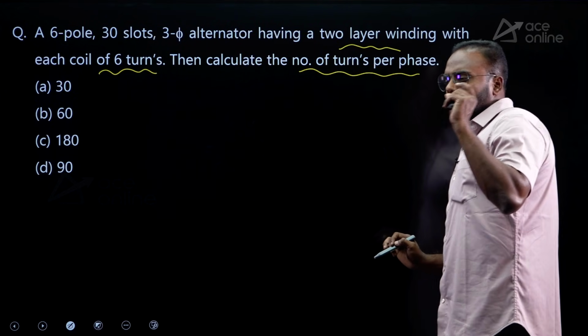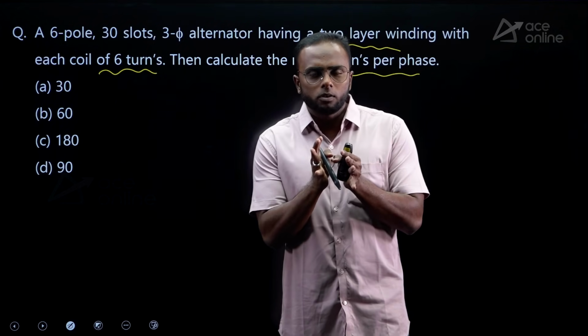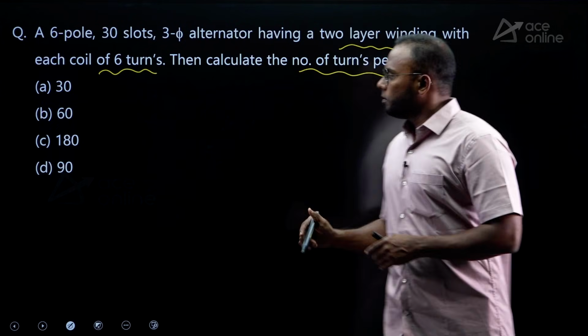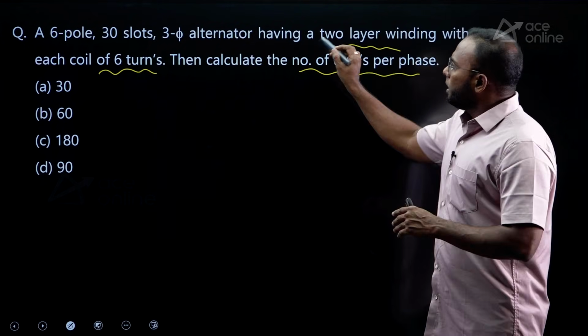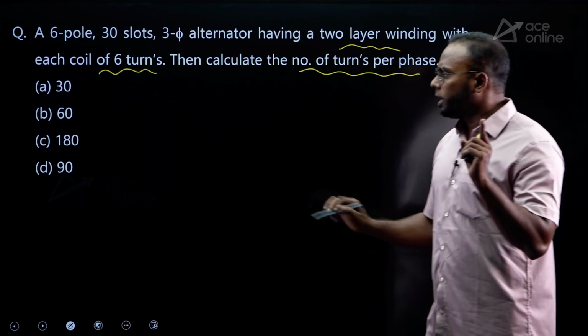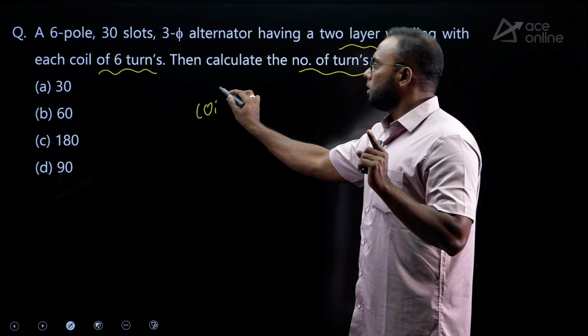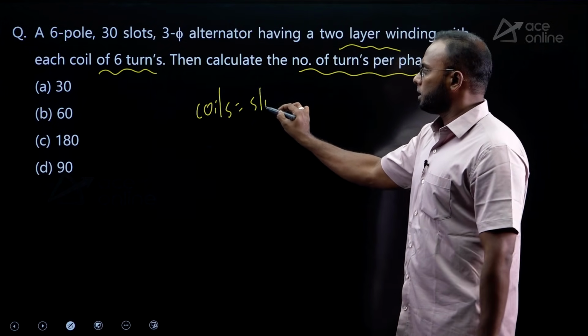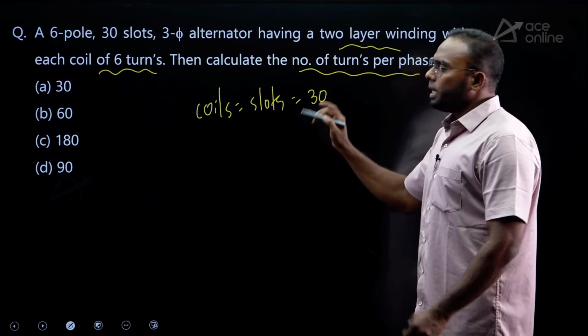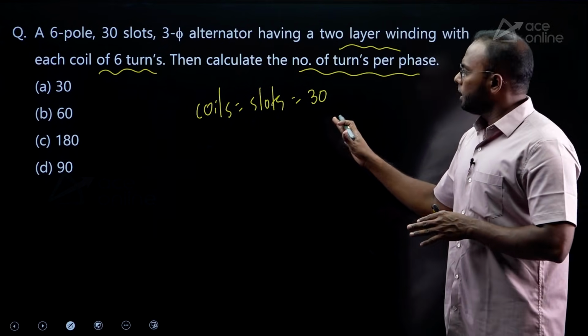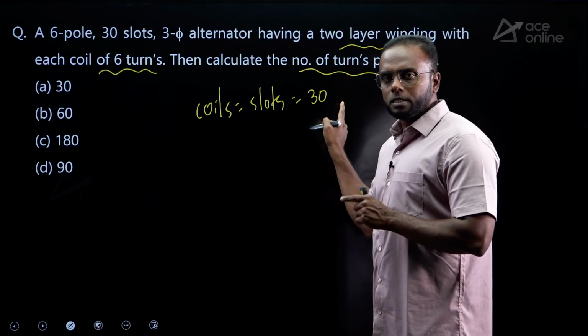First you need turns per phase, which means you have to calculate the total turns first. That depends on the coils. As a double layer winding is given, in a double layer winding the number of coils is always equal to the number of slots. How many slots are there? 30 slots. Then how many coils? 30 coils. So, total coils are 30.